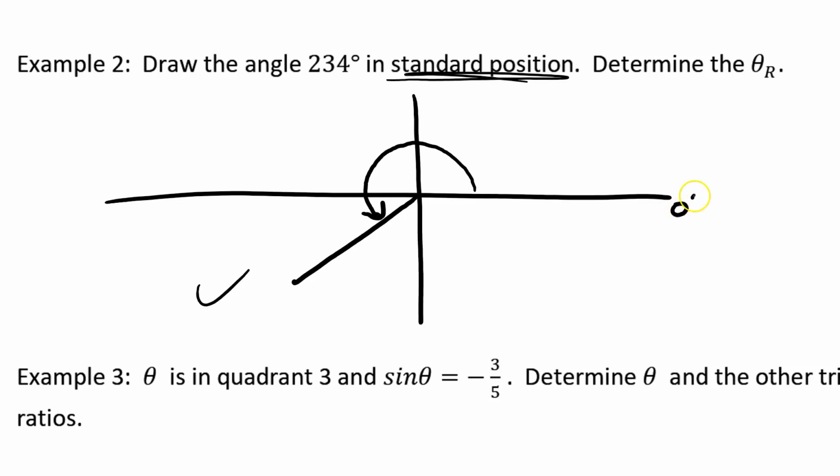And we have to go from the 0 degrees line. So this is it. That's all you have to do. It doesn't have to be perfectly drawn or anything like that. It's just like sketching the angle essentially.